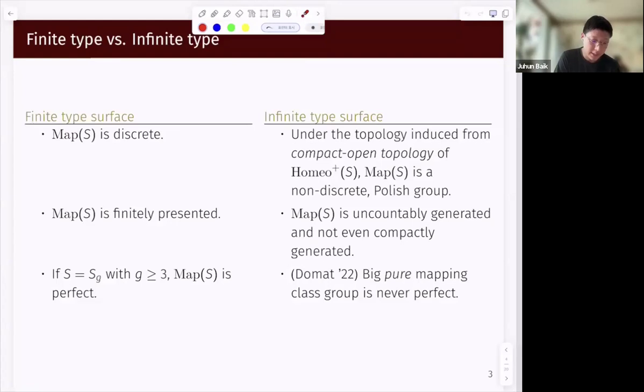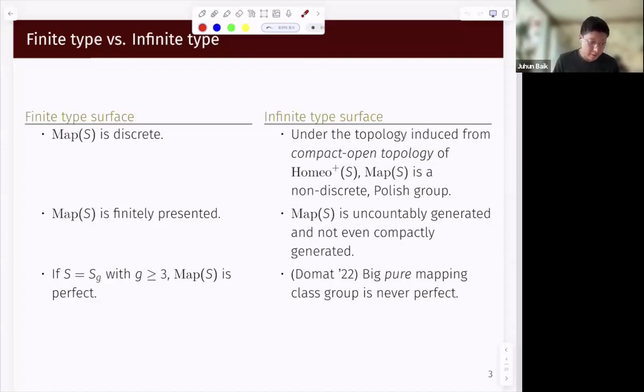Coming back to the finite type surface, the mapping class group is finitely presented, and there are many generators and many presentations, and maybe everyone already understands this one. But the infinite type surface mapping class group is uncountably generated by its nature and not even compactly generated. Because we are dealing with a topological group, we can consider the generating set and its topology. For any compact set in this infinite type surface, it cannot generate the whole group. So that's the meaning of not compactly generated.